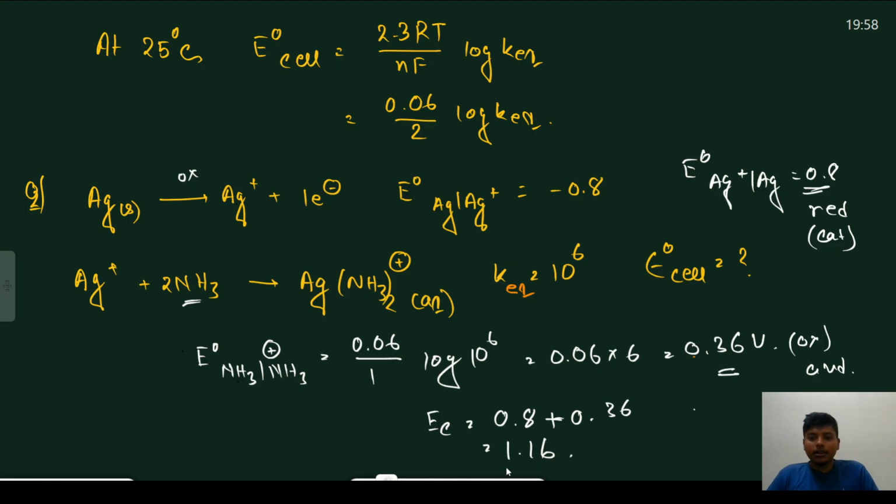How am I getting this? Any idea? Why did I write plus? No, right. The E naught value you are calculating is for oxidation, yes or no? So this value is for oxidation potential. You have to reverse it. So what is the reduction potential? E naught of reduction potential will be for Ag(NH3)2 plus to Ag, yes or no? So reduction potential will be minus 0.36. So 0.8 minus minus 0.36, so plus 1.16 volt. Clear? Yes, sir.